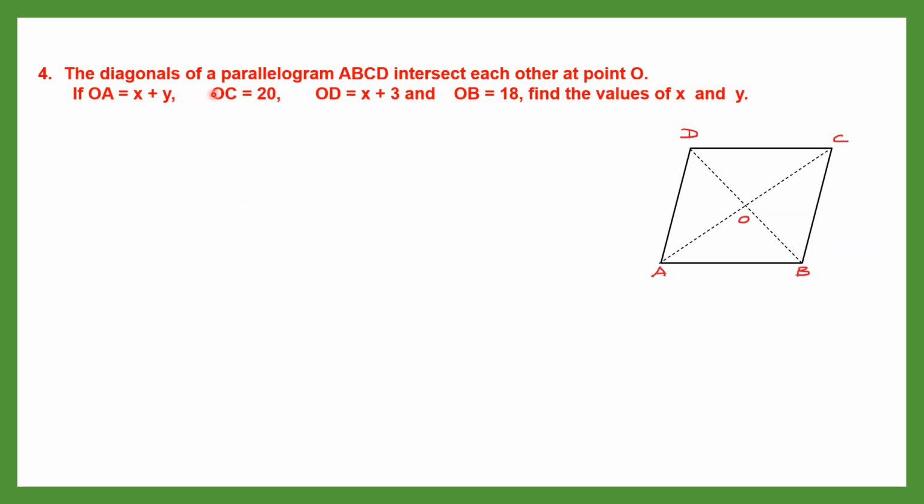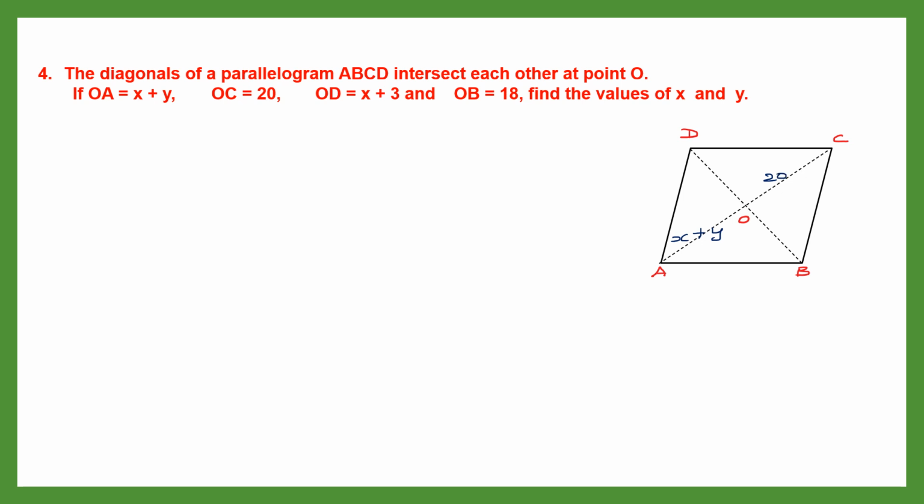Question 4. The diagonals of a parallelogram ABCD intersect each other at point O. We have a parallelogram here. Now if OA is x plus y, let's write that. So this portion is x plus y. And OC is 20. So this is 20.